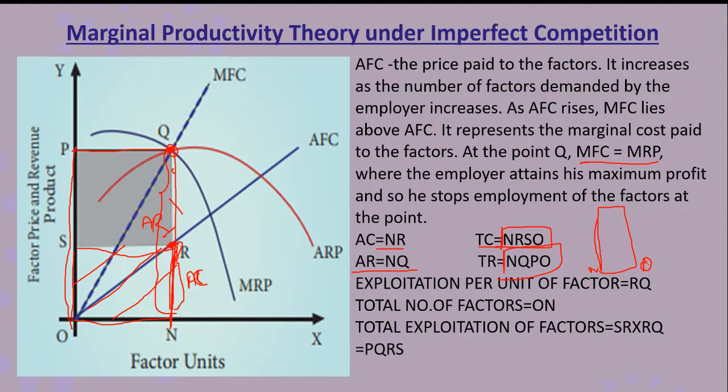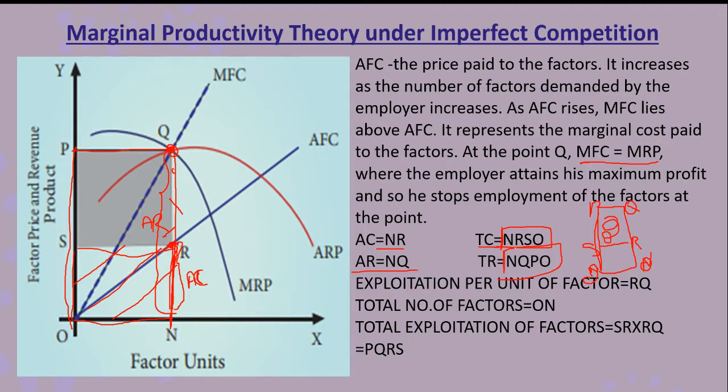This is N, NQ, P and O. This is your total revenue. But you are giving him only this much. இவ்வளோ காசு தான் கொடுக்குற. NR, SO மட்டும் தான் கொடுக்குற. அப்போ this area is called as the profit for the entrepreneur.